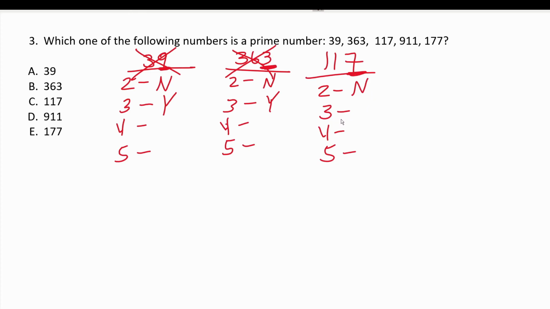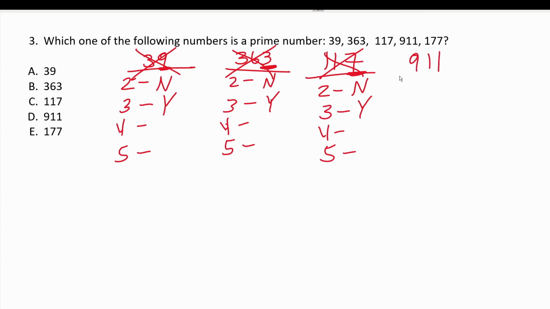Again, to determine if a number is divisible by 3, we sum the digits in that number, and if the sum of those digits is divisible by 3, then the number itself is divisible by 3. So 1 plus 7 is 8, plus 1 is 9. Is 9 divisible by 3? It is. 9 divided by 3 is 3. So we know that 117 is also divisible by 3, and therefore it's not prime.